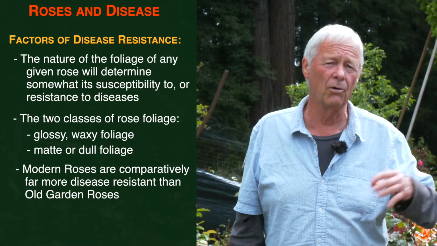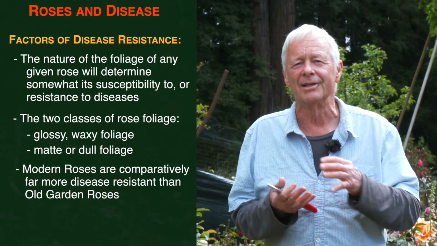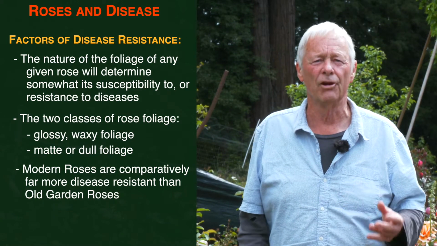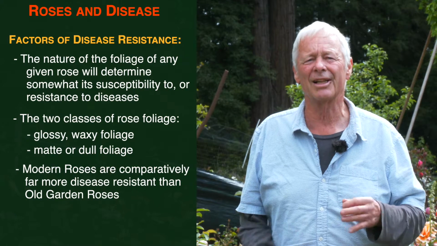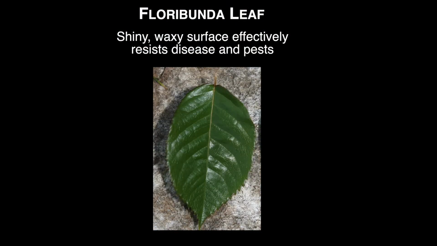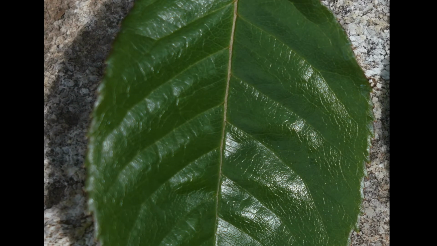If you look at an old garden rose, the foliage will be, I'm not trying to be disparaging here, dull or matte. And if you look at some of the modern roses, particularly the class of roses floribunda or cluster roses, you will see an incredible waxy, sheeny surface. And I have here an example of that.